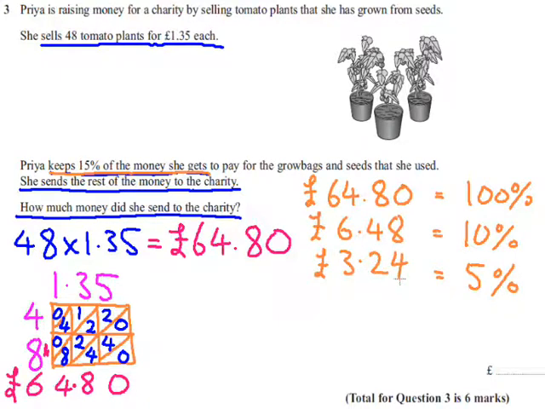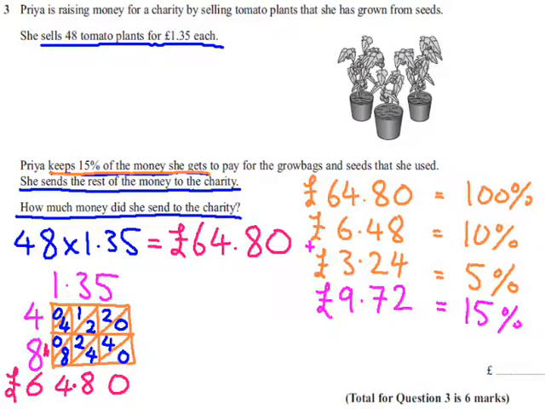So we found 10% and 5%, so therefore 15%, we need to add 10% and 5%. So 15% will be £6.48, add £3.24. So that's going to be £9.72.